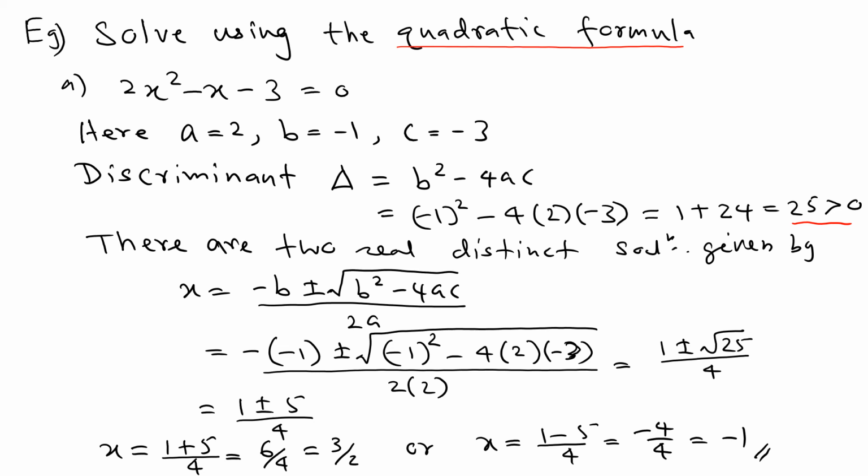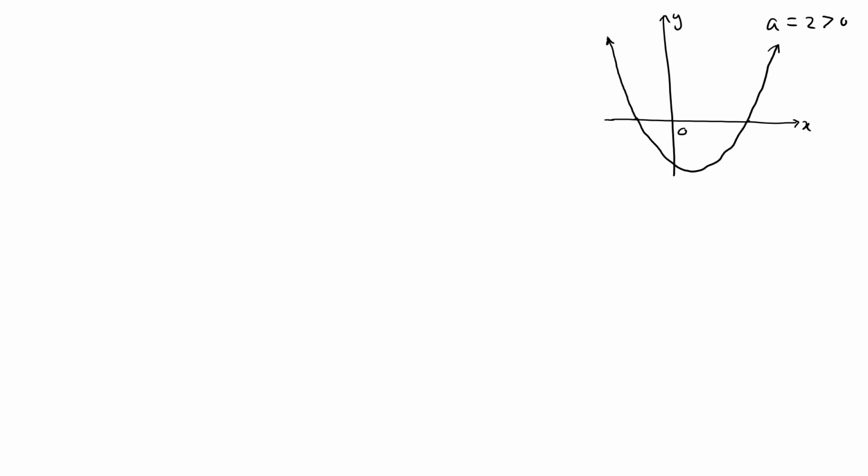Let's look at the next example. We can actually graph the solution now, because we have two solutions. One is -1, the other is 3/2, and we also know that a in this problem is 2, which is positive, so the parabola opens up. The x-intercepts are -1 and 3/2, and the y-intercept is -3. You can use the x-intercepts and the y-intercept to graph the function quickly.